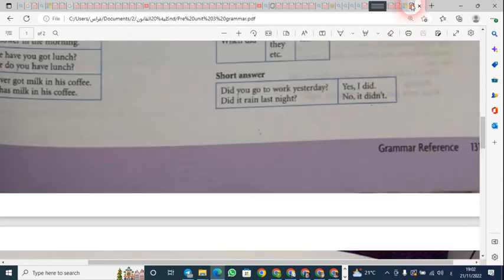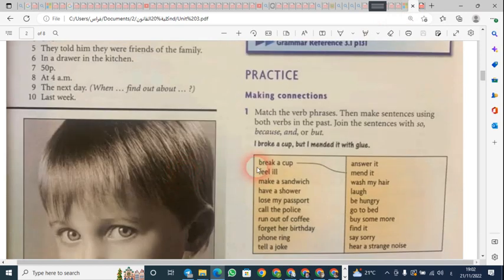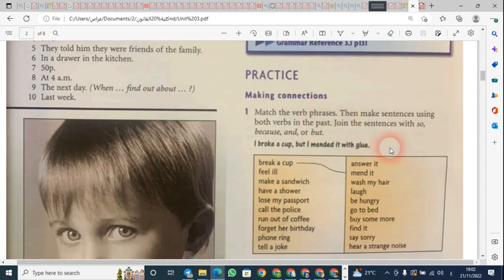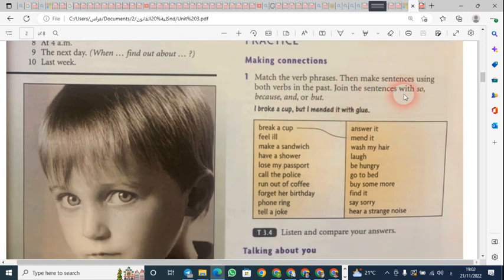Let's get back now to the passage. To the student book. Here we have making connections, how to connect sentences. We should join sentences with so, because, and, or but.